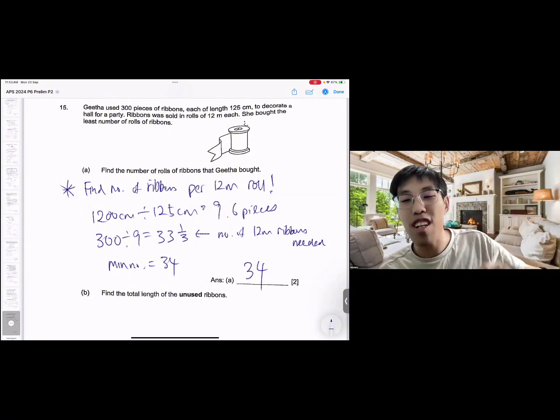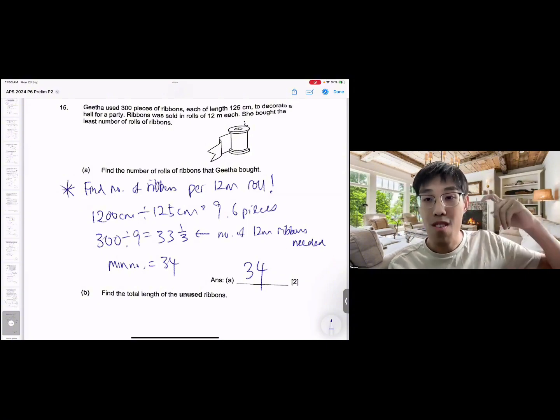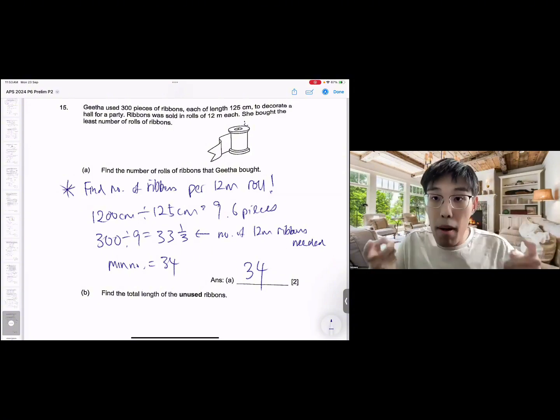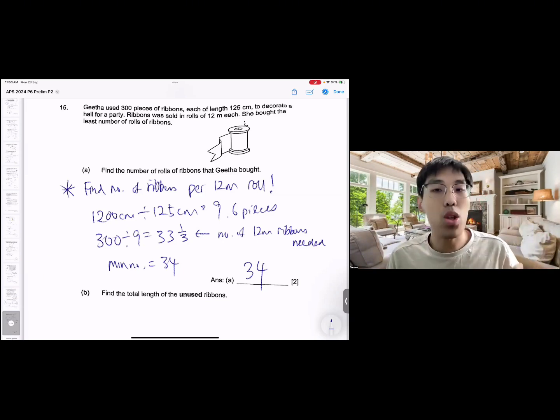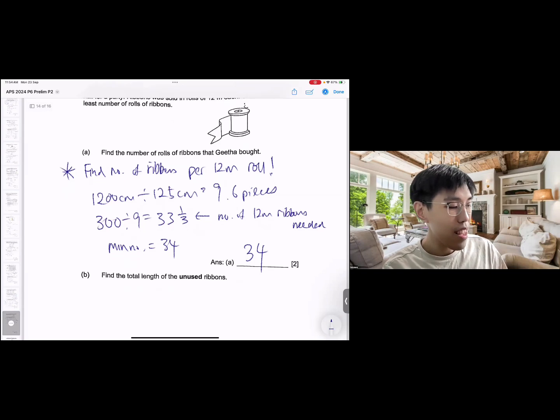We need to prioritize the number of pieces that are usable in one row of 12 meters. It's not to take the whole length and then divide. It doesn't work that way. Understand? Okay, so moving on.